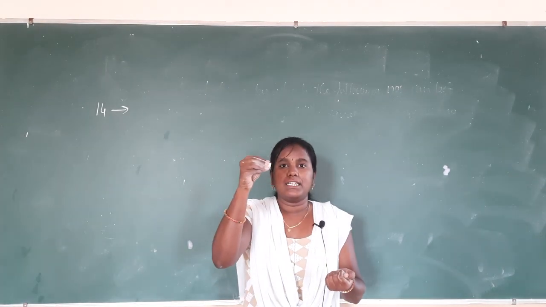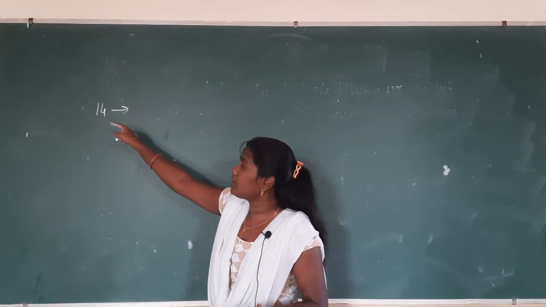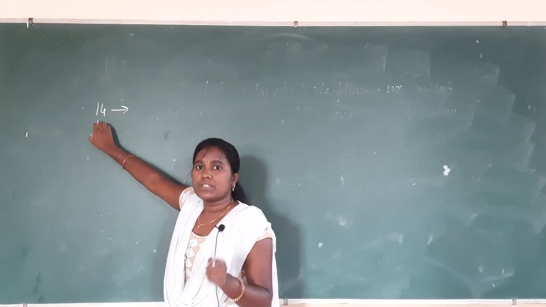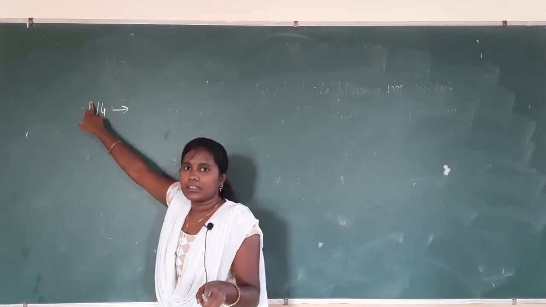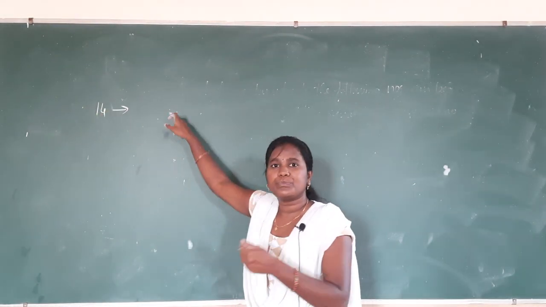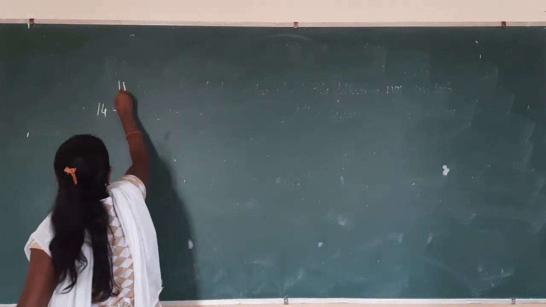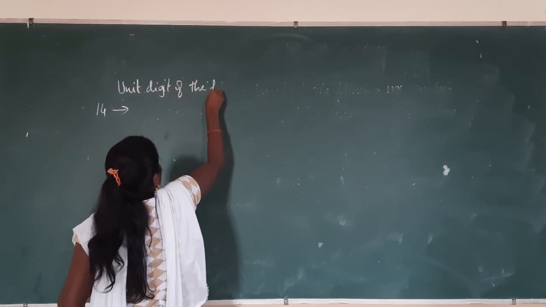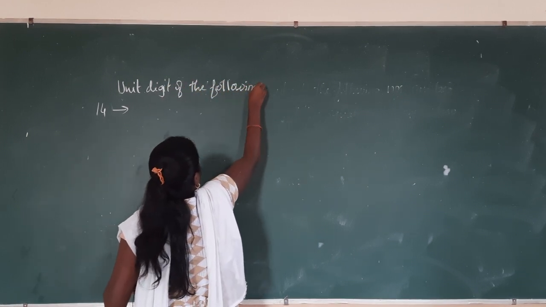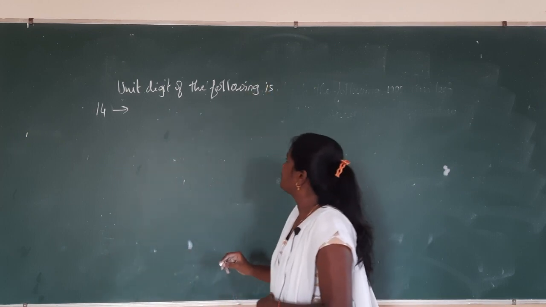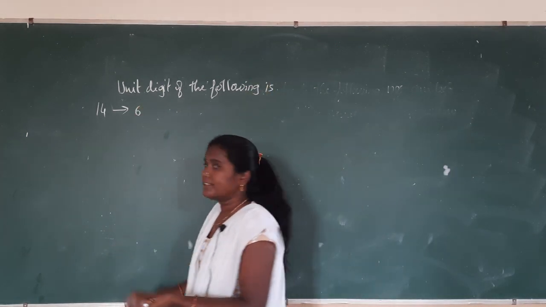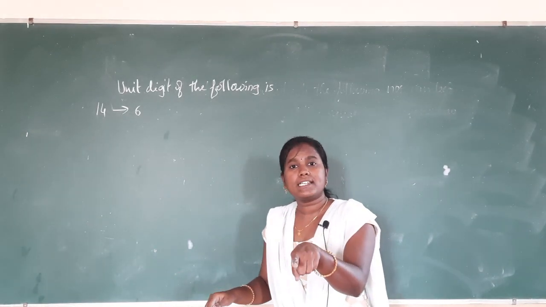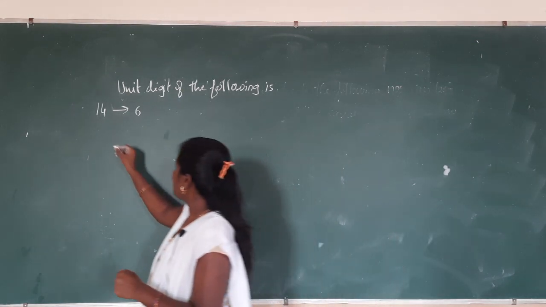What is the unit digit of the square of the given number? It is 6. See, the unit digit of the following 14 is, of course, 6, because the number is ending with 4, its square ends with 6, because it is 196.